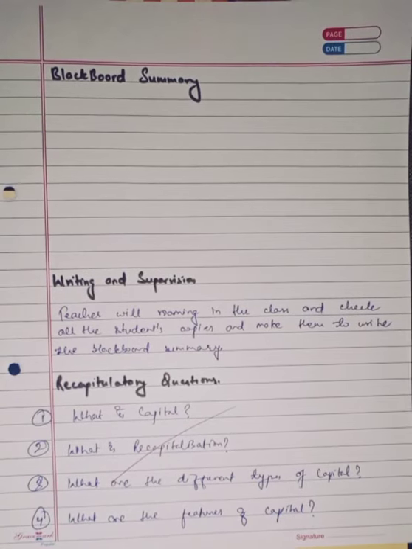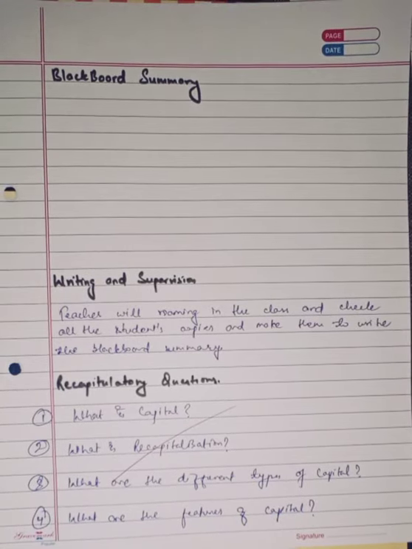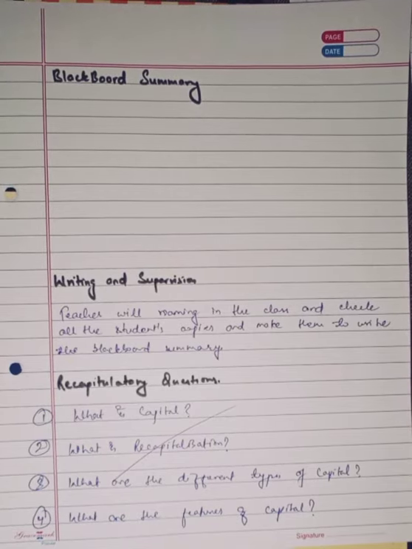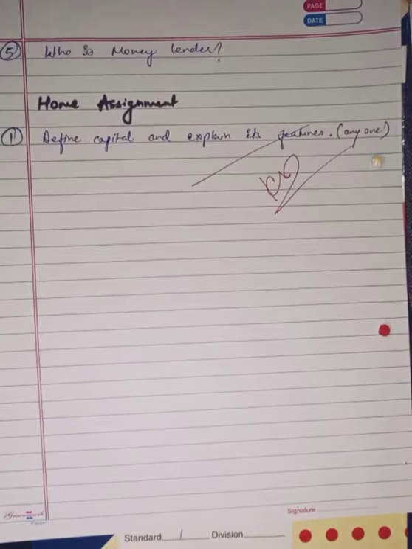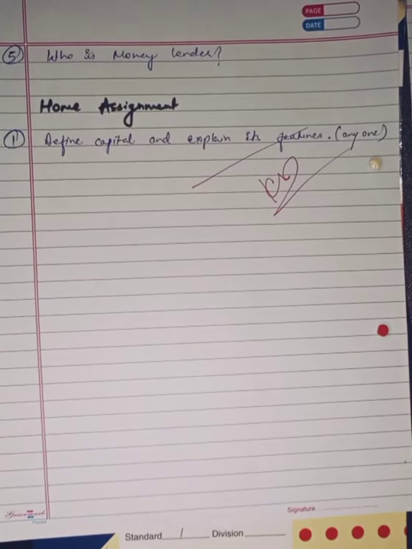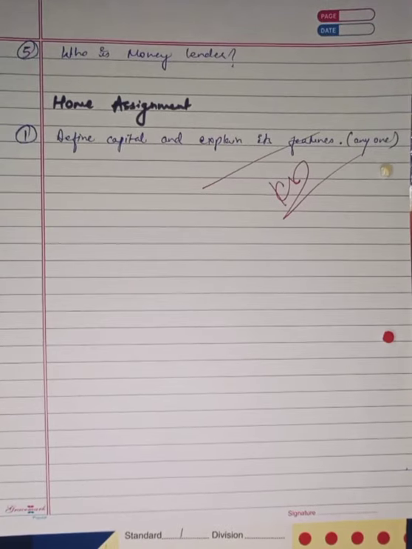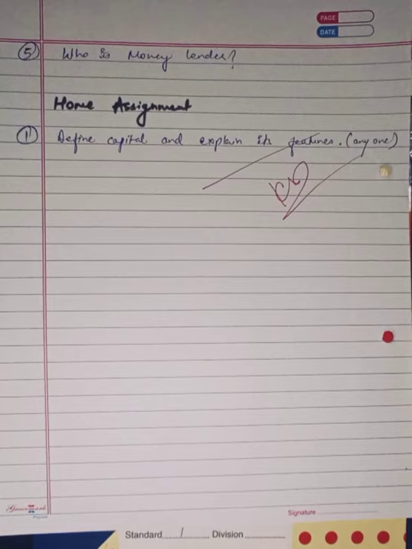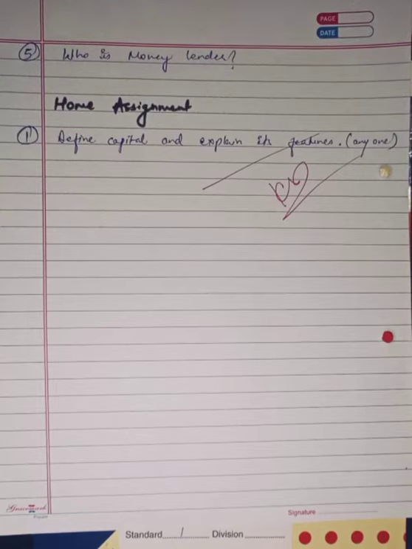Then the next heading is recapitulatory questions, and some recapitulatory questions are: what is capital, what is recapitalization, what are the different types of capital, what are the features of capital, and who is a money lender. Then the next heading is home assignment, and in the home assignment we have to give homework to the students, like: define capital and explain its features.